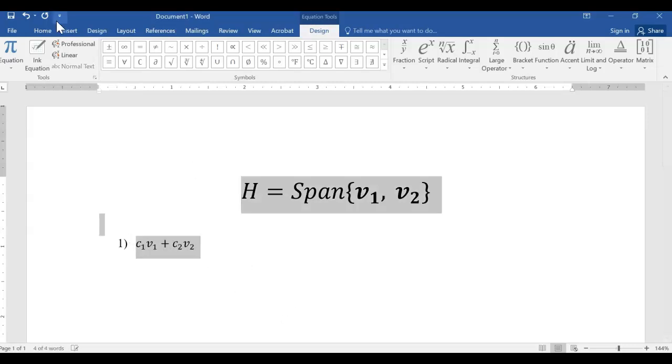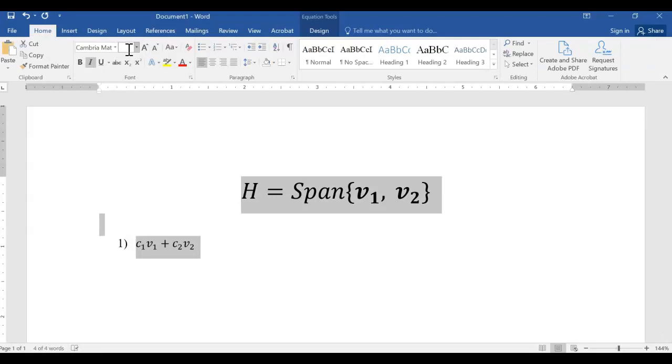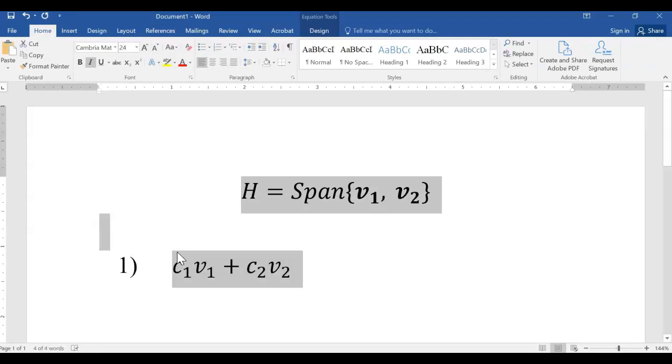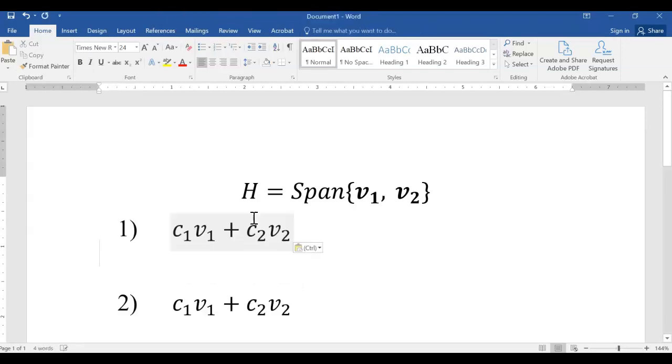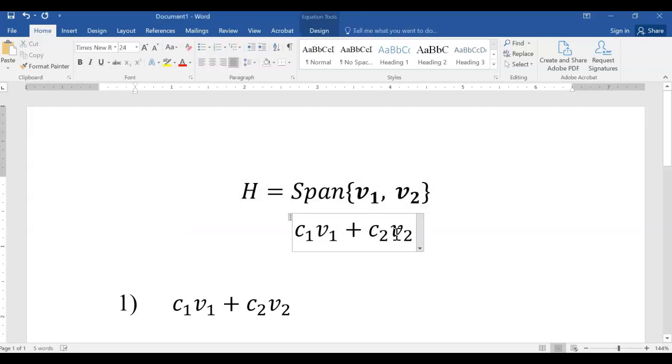Let's make this a little bit bigger. All right, so it's the set of all things that look like that. And we're asking ourselves, whoops, I apologize. So it's the set of all things that look like that.